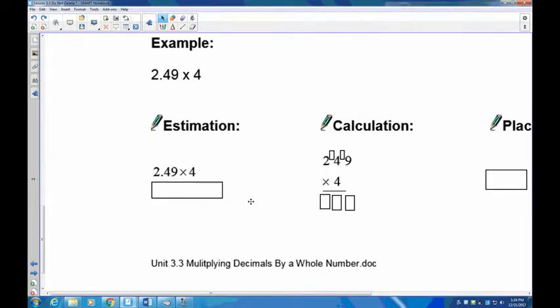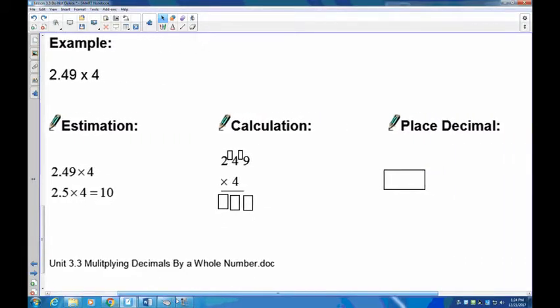All right, my estimation. Well, 2.49, I'm going to change this to 2.5 because I know that 25 times 4 is 100, so 2.5 times 4 is 10. Now, if you chose a 3 times 4, you'd have 12, and if you rounded down to a 2 times 4, you'd have an 8. And you'll find that 12, 10, and 8 doesn't make a difference when we start putting our decimal in place. So let's move over now and take a look at our actual calculation.